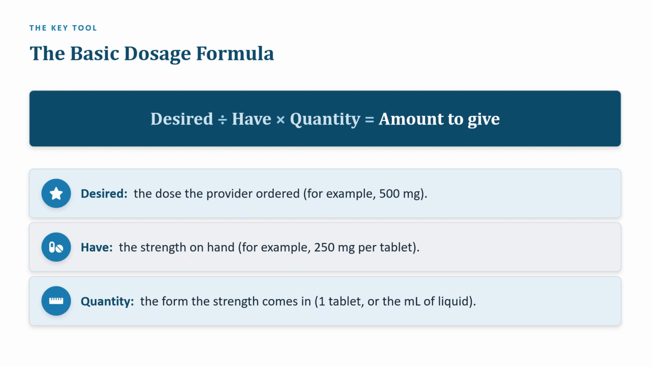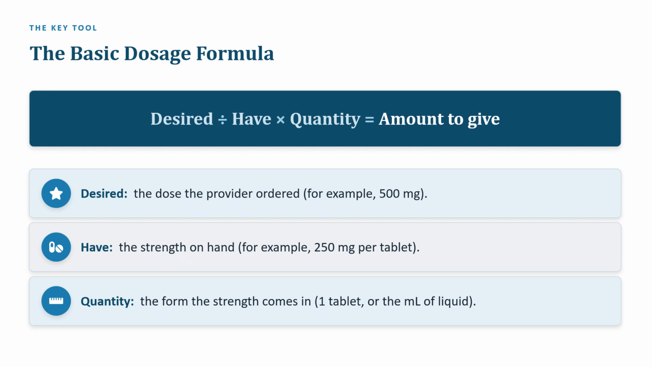Quantity is the form that the have strength comes in. For example, 1 tablet, or for a liquid, the number of milliliters that contains that strength. Here's the single most important rule for using this formula correctly. The desired and the have must be in the same unit before you divide.